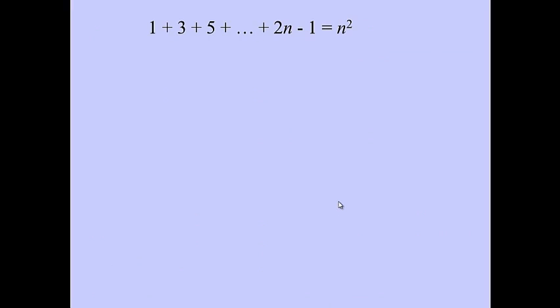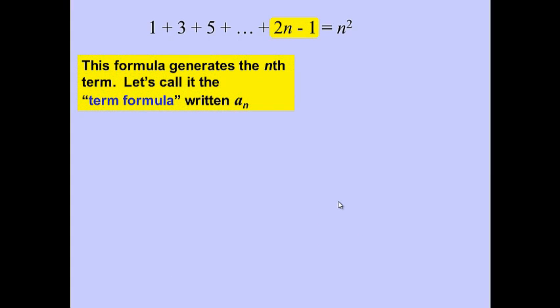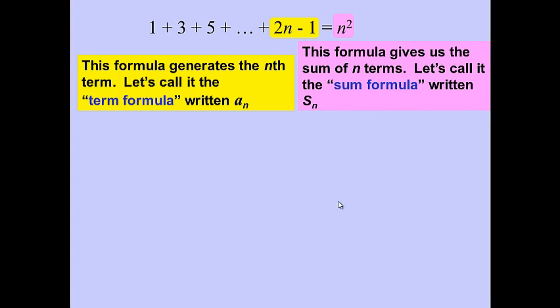Once again, we see 1 plus 3 plus 5 plus up to 2n minus 1 equals n squared. 2n minus 1 is the term formula. That's the same as when we did a sub n equals, and you can see this is an arithmetic sequence, and 2n minus 1 is a linear formula, so that makes sense. N squared is the sum formula. So that gives us the sum S sub n. And that's important to remember when we're doing these problems.